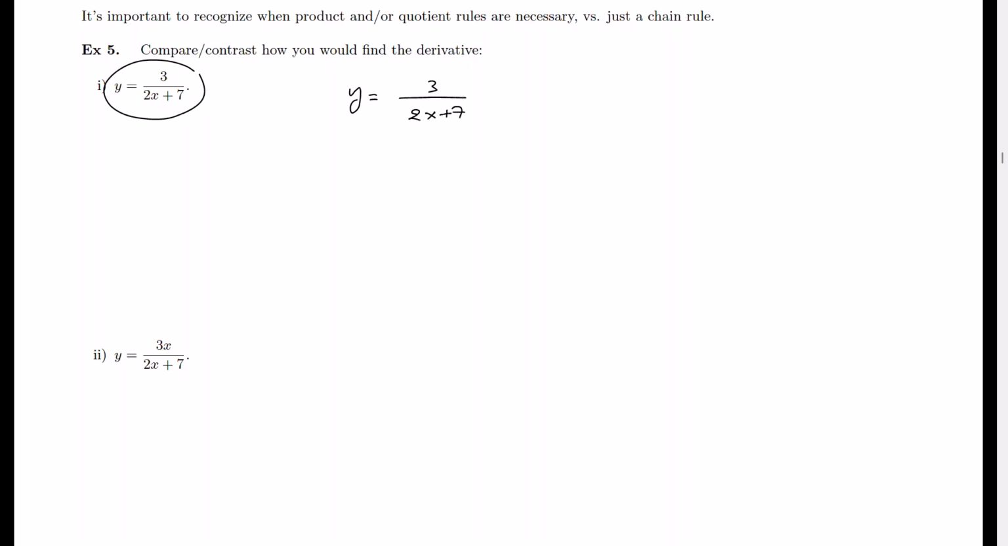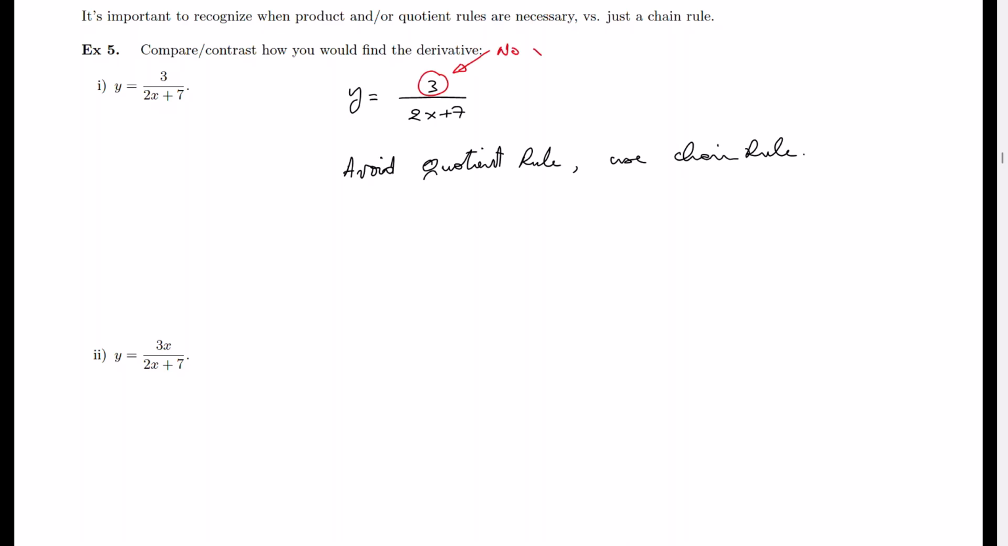And it looks like a quotient rule should be used here, but in reality, I can avoid the quotient rule and use the chain rule instead. So how would I do that? Use the chain rule. I can avoid the quotient rule and use the chain rule because, first of all, there's no variable in the numerator. So there is no x variable. And so that's how I know that it's possible to avoid the quotient rule.